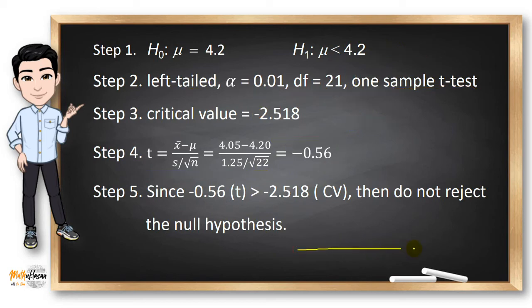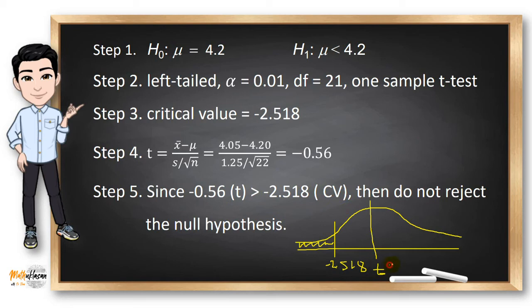Now, we have a left-tailed test, so the distribution should look like this. And we have a left-tailed. The critical region is here. The critical value is negative 2.518. And negative 0.56 is somewhere on the right side of negative 2.518. And this time, it's greater than the critical value.